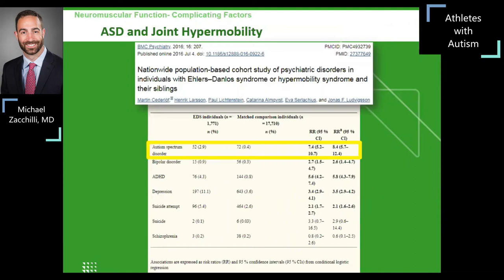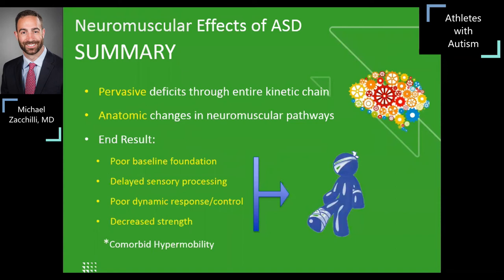So combine the postural control issues with hypermobility, you obviously have a problem. So in summary, we have pervasive deficits with anatomic changes, and the end result basically is an unstable patient with poor control and hypermobility, which is a setup for injury. This is just like any of our poorly developed or poor core strength sort of athletes.